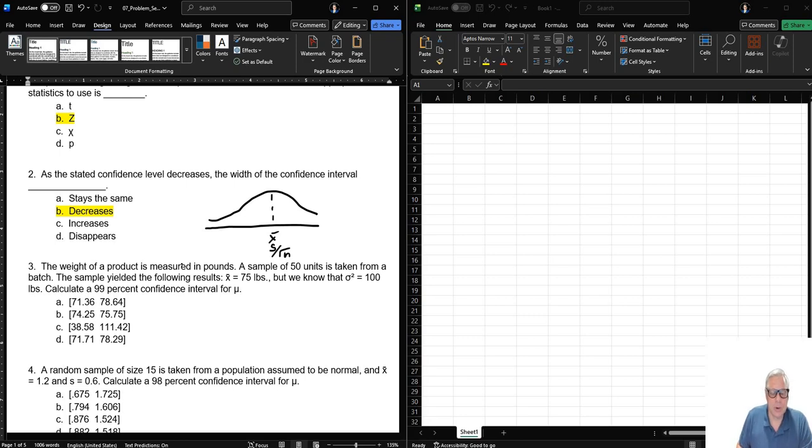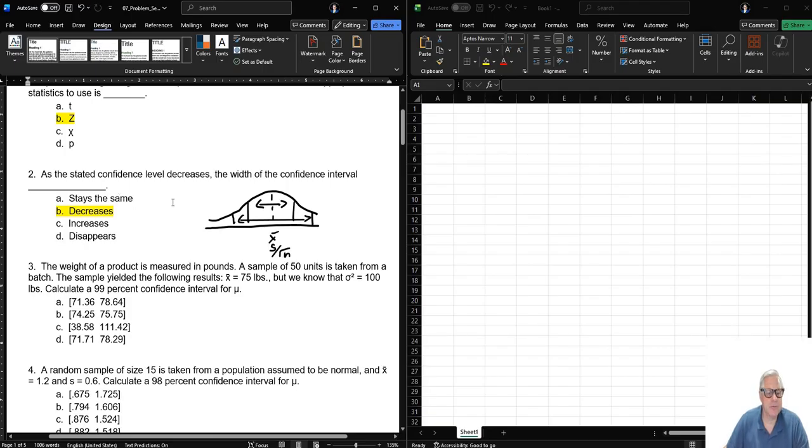But if that is all the same, so let's say we have the same sample standard deviation and the same n, so that is the same. Well, if you have, for example, the 95% confidence interval, then we will get this range. And if we go to a 90% confidence interval, well, the range becomes obviously much smaller, holding everything else constant.